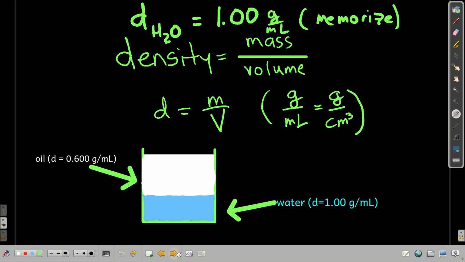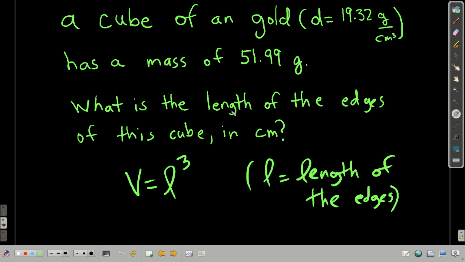All right. Now, let's do an example using the density equation. Let's say we have a cube of gold. The density of gold, by the way, is 19.32 grams per cubic centimeter at room temperature. Let's say this particular cube has a mass of 51.99 grams. We want to find the length of the edges of this cube in centimeters. Now remember, for a cube, the lengths of the sides are all equal. The sides all have equal lengths.